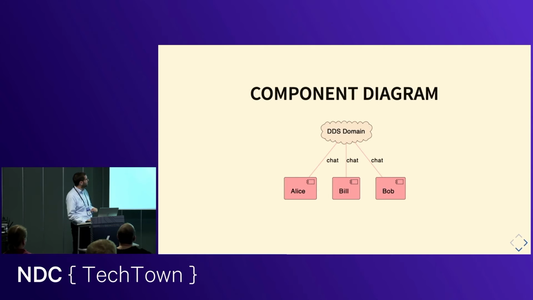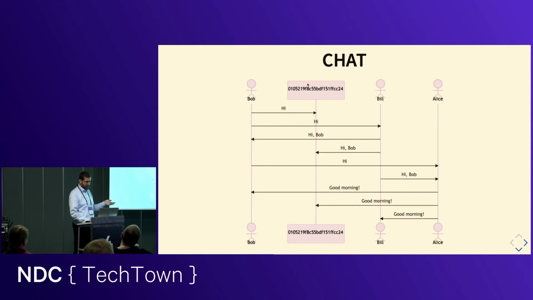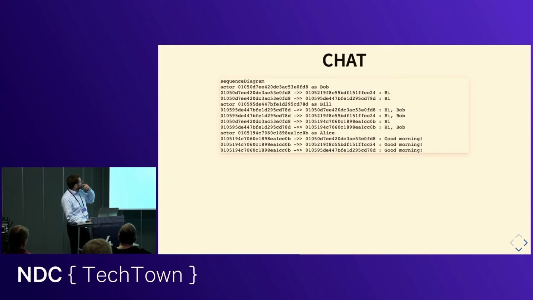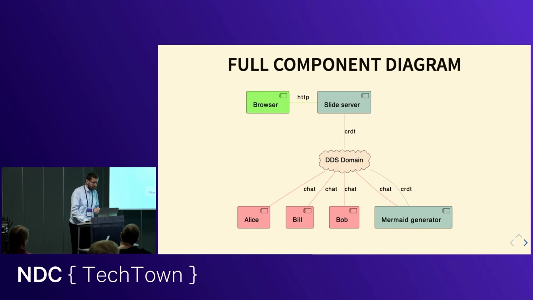Because nominally, our component diagram looks like this. Well, we have Alice, Bill, and Bob, and then actually plus my mystery chat application somewhere. Don't know. Sorry about that. But my actual chat application, there's one more participant here, because the full component diagram looks like this.